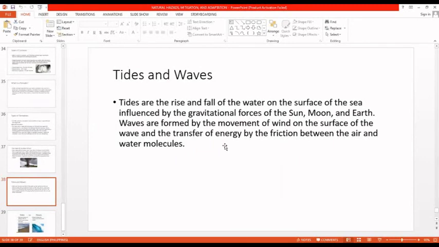Then next, let's go to tides and waves. We're almost done, just 2 slides left. Tides and waves: tides are the rise and fall of water on the surface of the sea, influenced by the gravitational force of the sun, moon, and earth. Waves are formed by the movement of wind on the surface of the water and the transfer of energy by friction between the air and the water molecules.